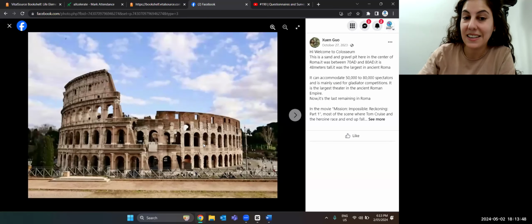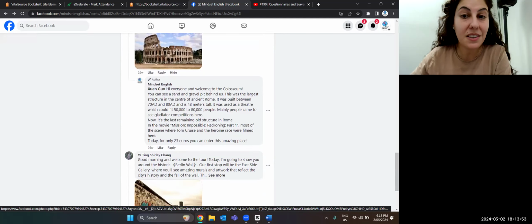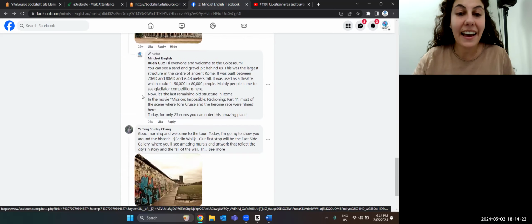So this is the Colosseum in Italy. Hi, everyone, and welcome to the Colosseum. You can see a sand and gravel pit behind us. This was the largest structure in the center of ancient Rome. It was built between 70 AD and 80 AD and is 48 meters tall. It was used as a theater which could fit 50 to 80,000 people. Mainly, people came to see gladiator competitions here. Now, it's the last remaining old structure in Rome.